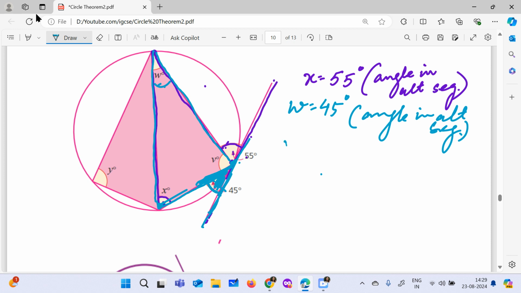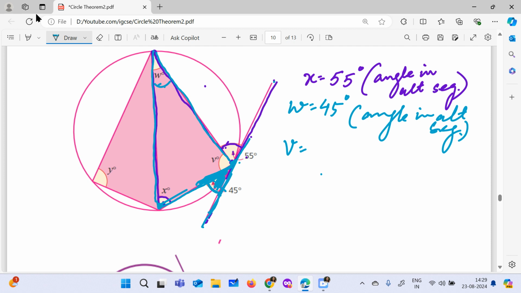How can we find the angle V? The angles of a triangle sum to 180 degrees. So we found W and X, so we add them and subtract from 180. You can also say that this is a line and we have three angles on the line. The sum of the angles on a line is 180 degrees, right? We can do that also.